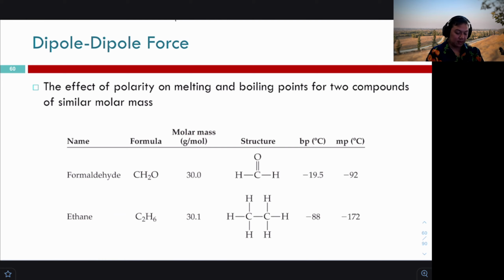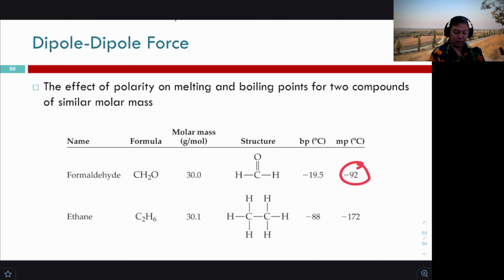So this affects our melting points and boiling points, as I mentioned before. But here we can see that we have these two molecules, formaldehyde, so this is the one that we had on that previous slide, and we have ethane. Both of these have molar masses of about 30, but the boiling point of formaldehyde is negative 19.5, whereas the boiling point of ethane is much lower. So that means that at colder temperatures, it's already boiling into a gas at negative 88 degrees Celsius.